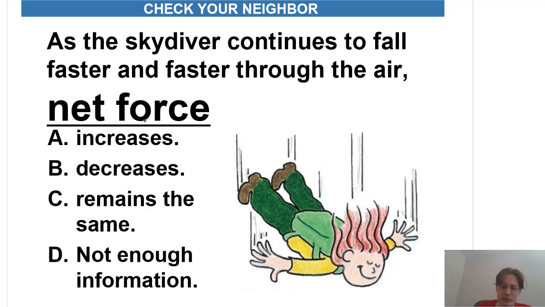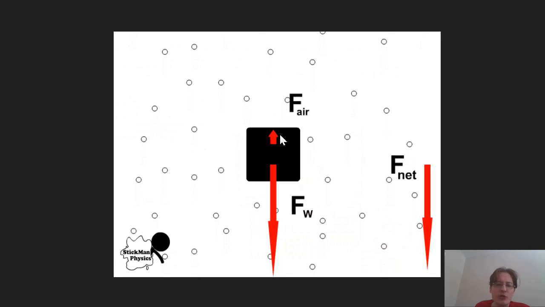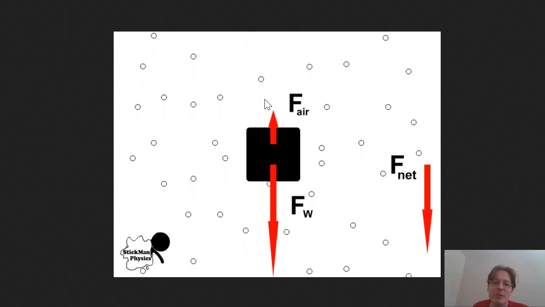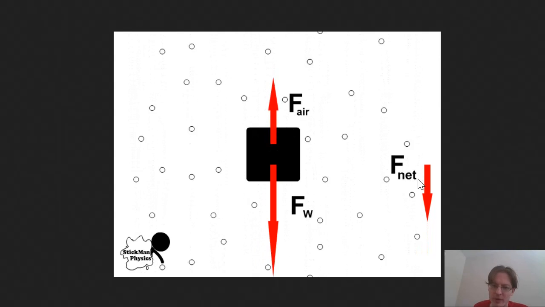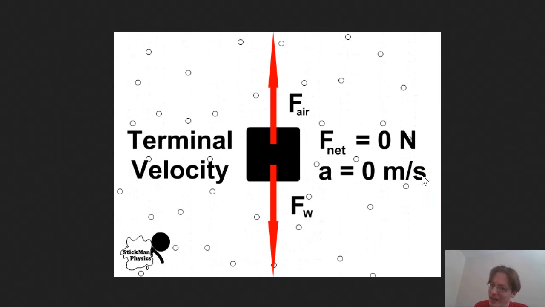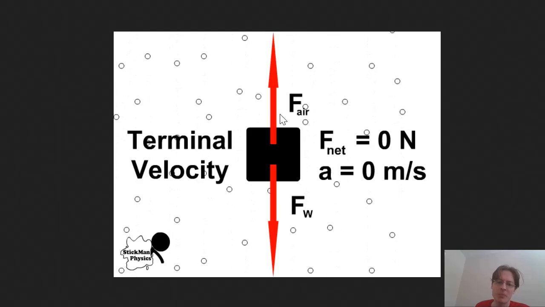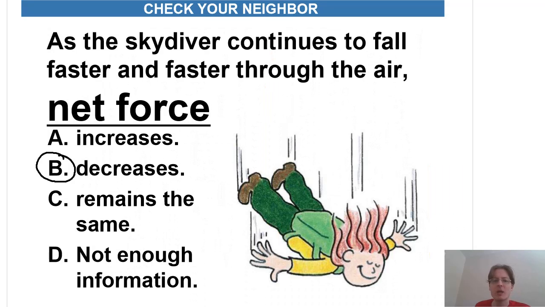What about the net force? As she falls faster and faster, what happens to the net force upon her? It actually decreases. Careful, it's possible to get tripped up here. Just because the air resistance is getting bigger, that doesn't mean the net force is bigger. In fact, the net force gets less and less because there's the weight being opposed by the air resistance. So the net force gets smaller and smaller.